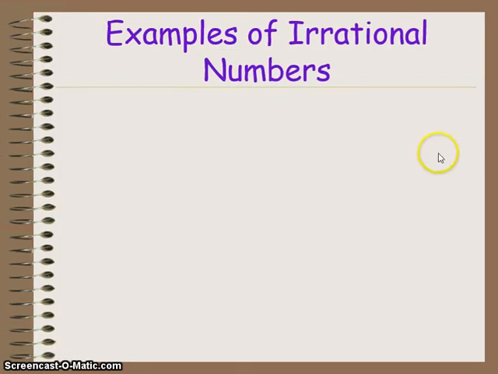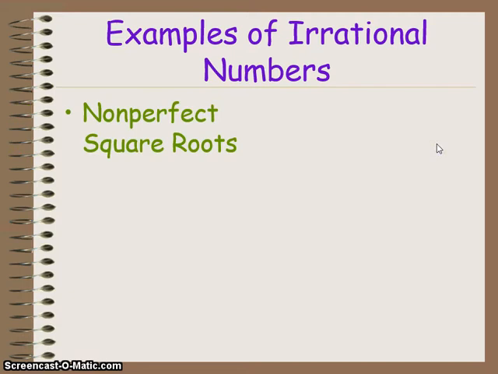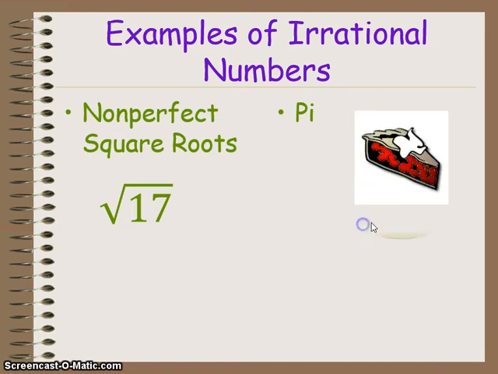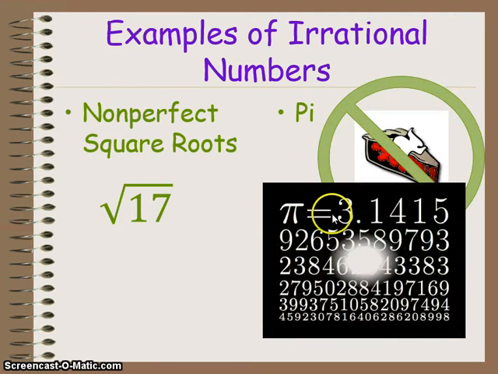Here are some examples of irrational numbers. Any non-perfect square root, like the square root of 17, which would fall in between the square root of 16, which is 4, and the square root of 25, which is 5, is a non-perfect square root, so that means that it is irrational. Pi is also an irrational number. It is equal to 3.14159265 and so on, and it never repeats and it never stops.